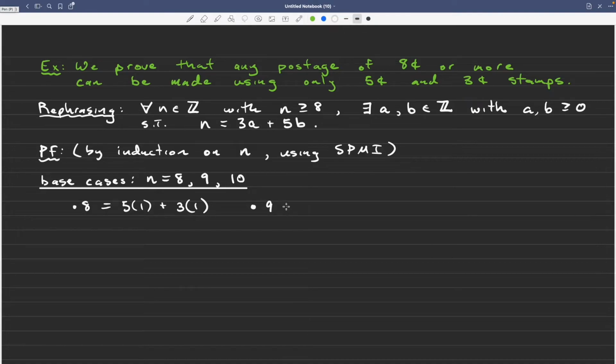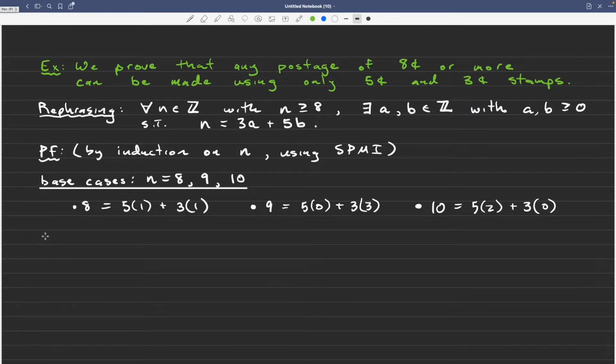9, well, you can just use 3 3-cent stamps in that case, and 0 5-cent stamps. So 5 times 0 plus 3 times 3. And 10, well, you could use 2 5-cent stamps. So that'd be 5 times 2, and then 0 3-cent stamps, so 3 times 0.